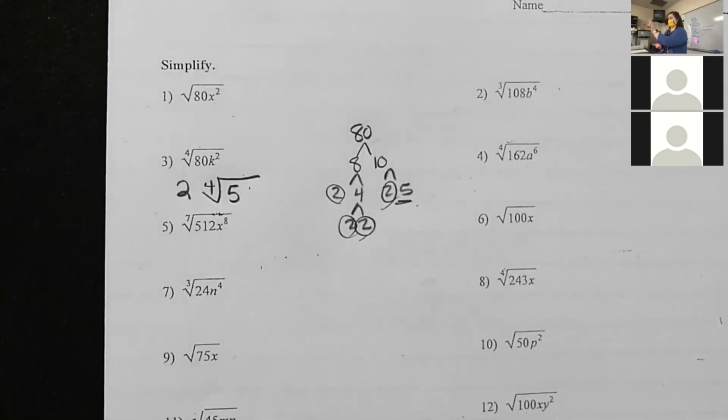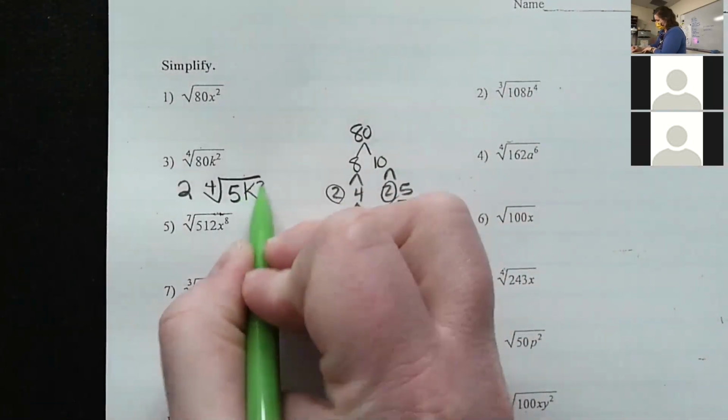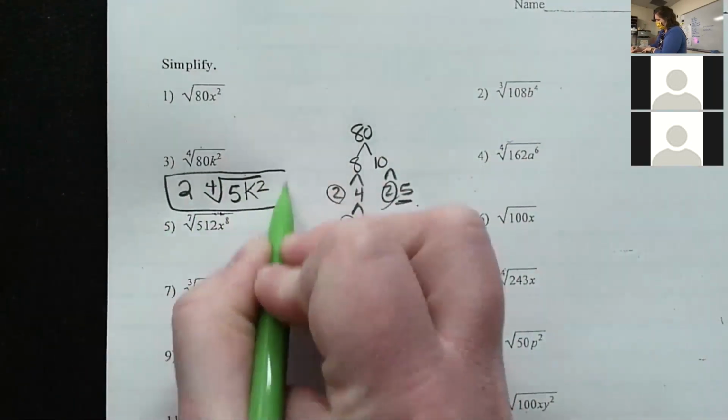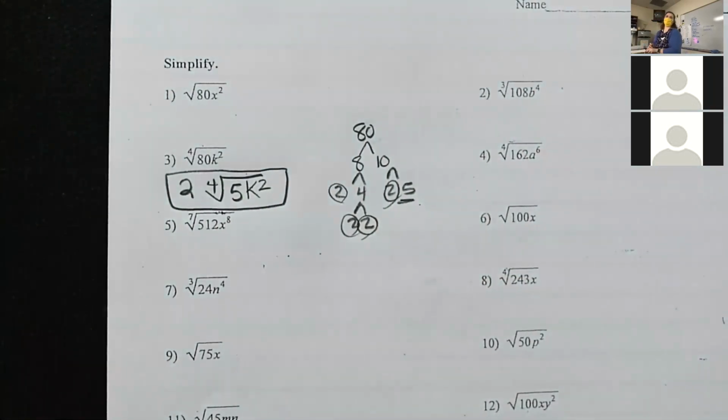I have 2 of them. I need a group of 4 in order to bring it out. Do I have a group of 4? No. So where do they need to stay? Inside. So K2 stays inside. So I have 2 4th root of 5K squared.